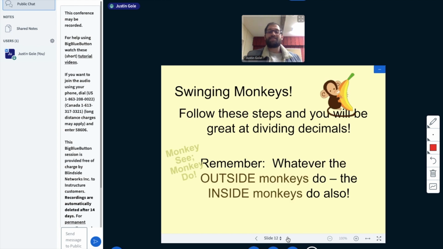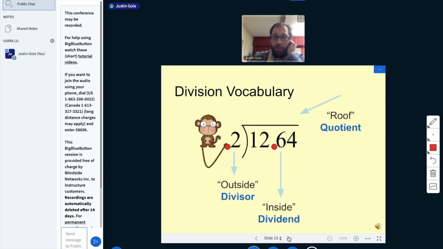All right. So then long division. Follow these steps. You'll be great at dividing decimals. Real quick reminder, some vocabulary. The quotient is the number up top. It's your answer. The divisor is the number outside. It's the number you're dividing by. And the dividend is the number that's being divided. Inside here is the dividend, outside is your divisor. The roof, which is on fire in some situations, hopefully not this one, is the quotient.